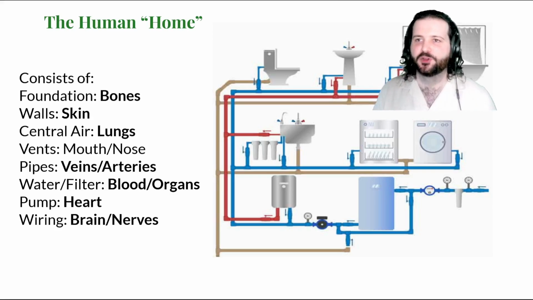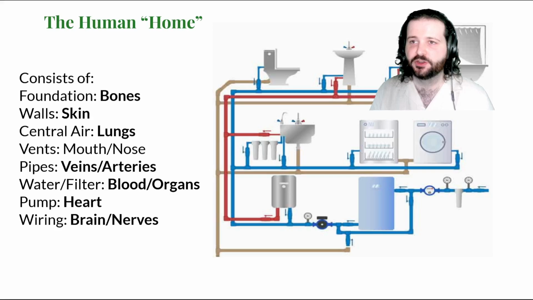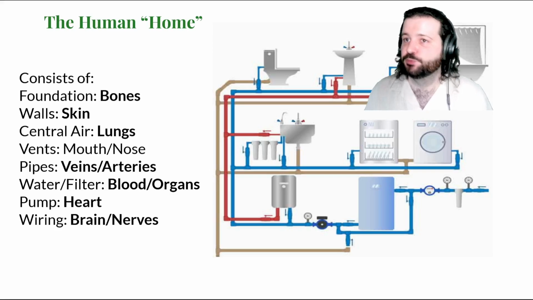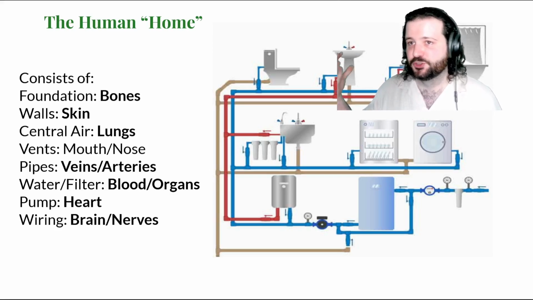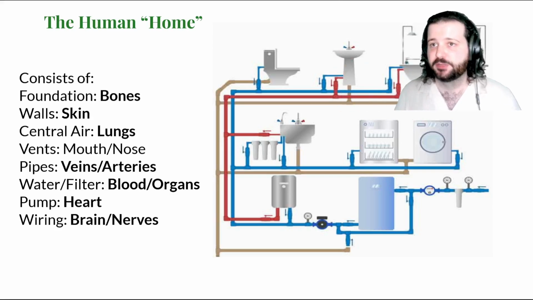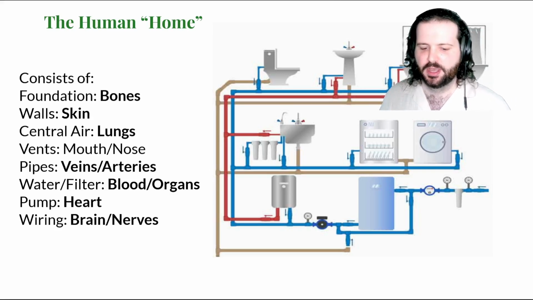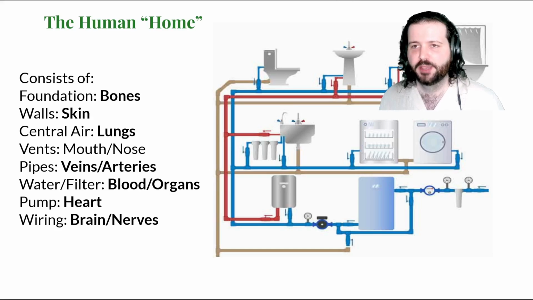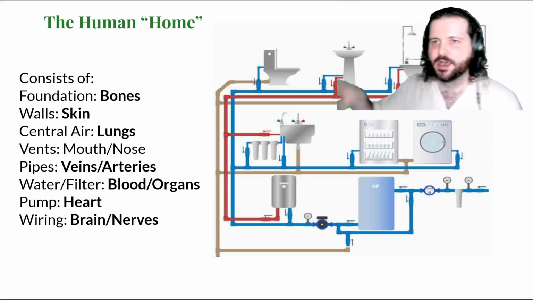We have pipes for hot water and cold water with our veins and arteries that are constantly circulating around our body. You know, if one of those pipes breaks, the house floods, there's structural damage, and it's not a good thing. So if we need to stop somebody from bleeding, that's kind of like the same thing. We've got filters, we've got pumps like our heart, and we've got all the electrical wiring of our brain and our nerves. So this is kind of just how I like to think about a human body.